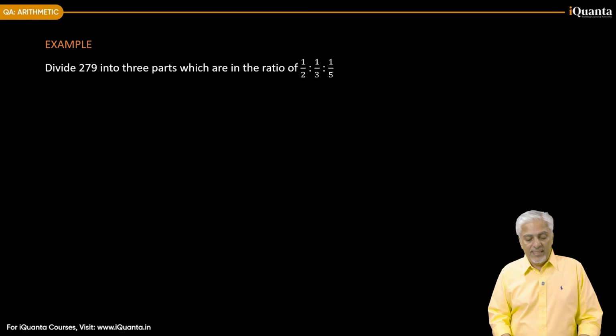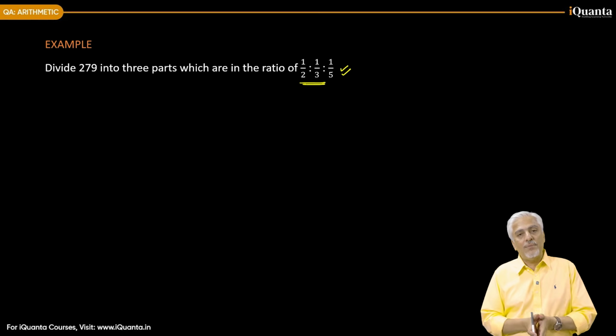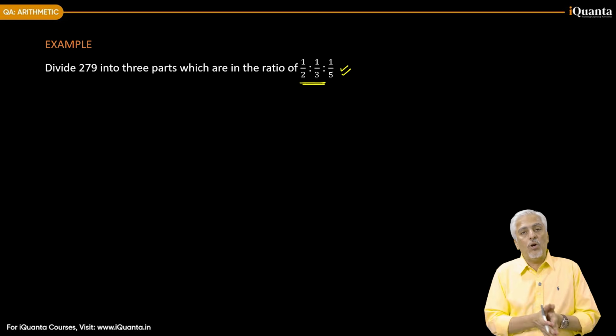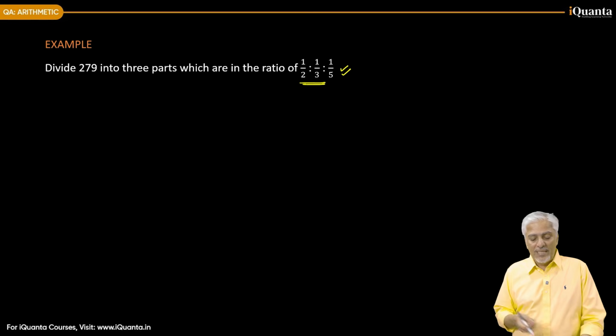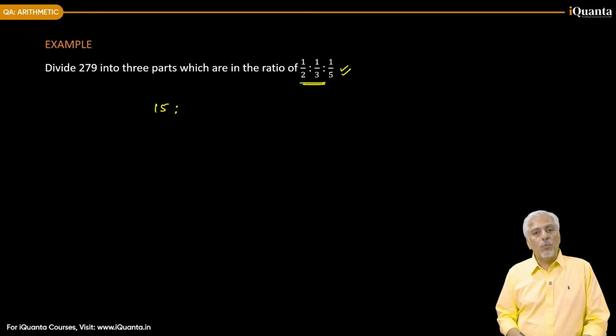Divide 279 into 3 parts in this ratio. This is what I'd explained earlier to you also, that when you want to convert a fractional ratio to a whole number, you need to multiply by the LCM. 2, 3, 5 are all co-prime numbers. That means their LCM will be 2 into 3 into 5, which is the easy calculation, which is 30. So we just have to multiply everything by 30. So half multiplied by 30 will become 15. 1/3 multiplied by 30 will become 10. And this will become 6.